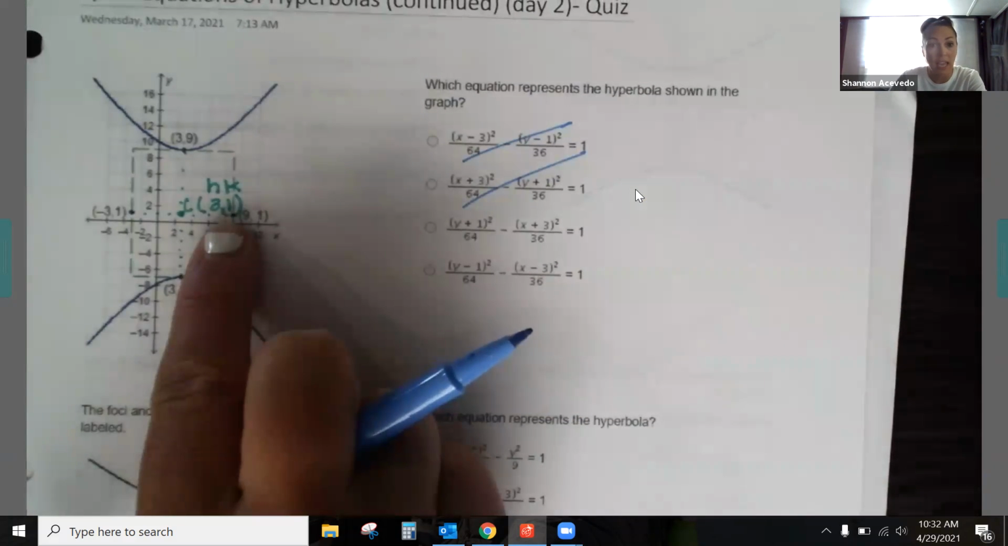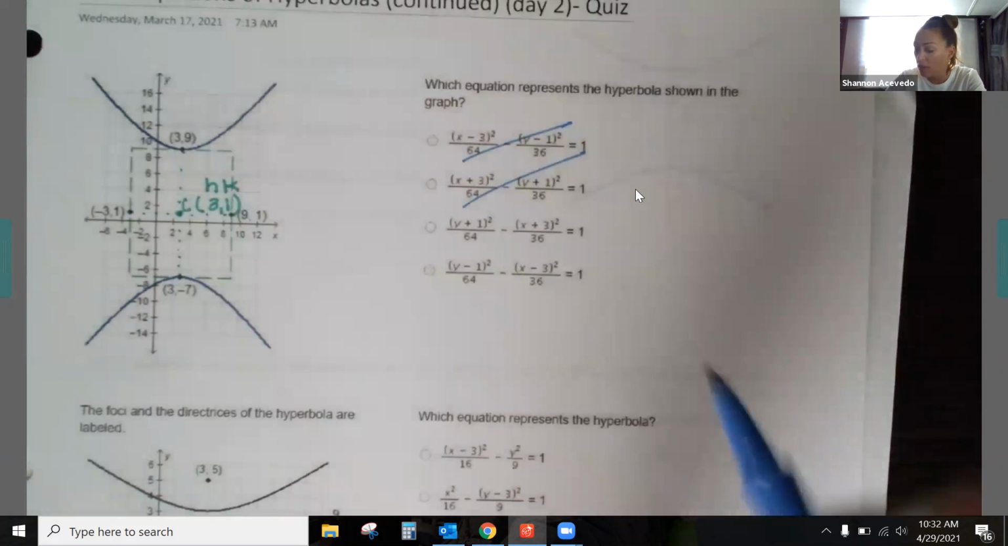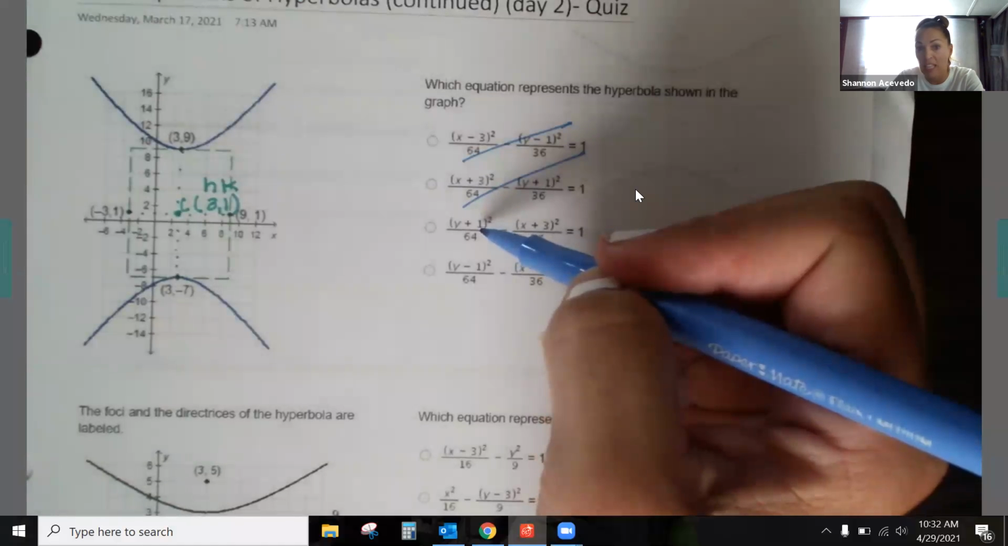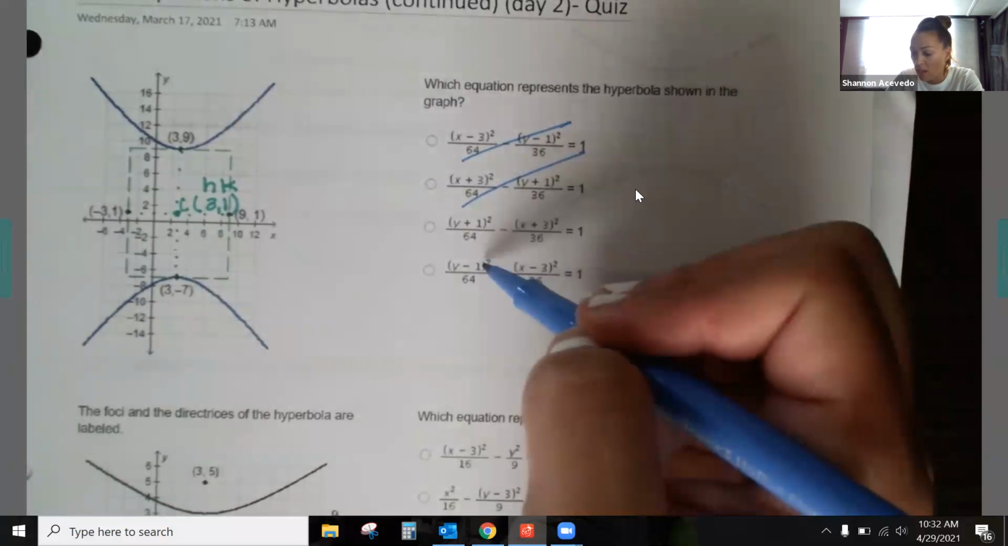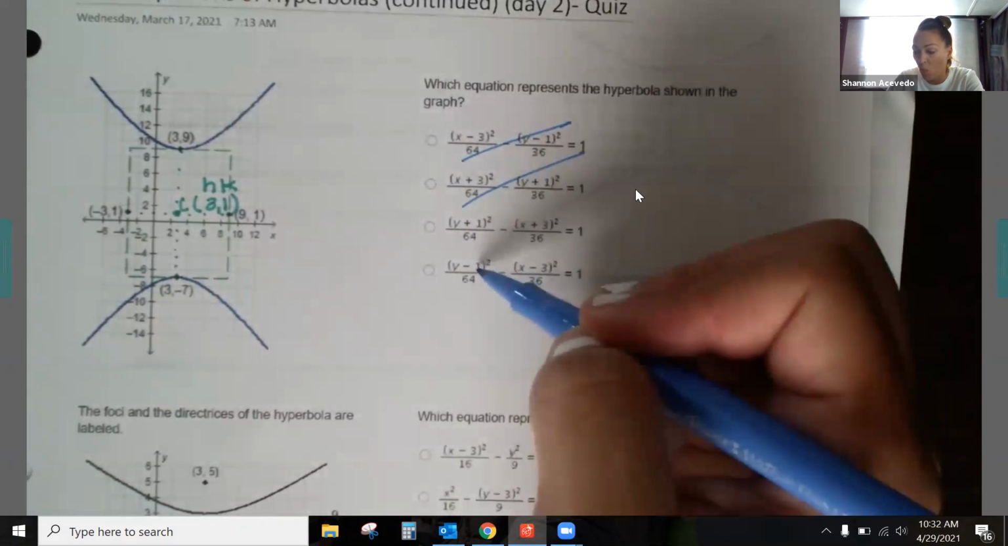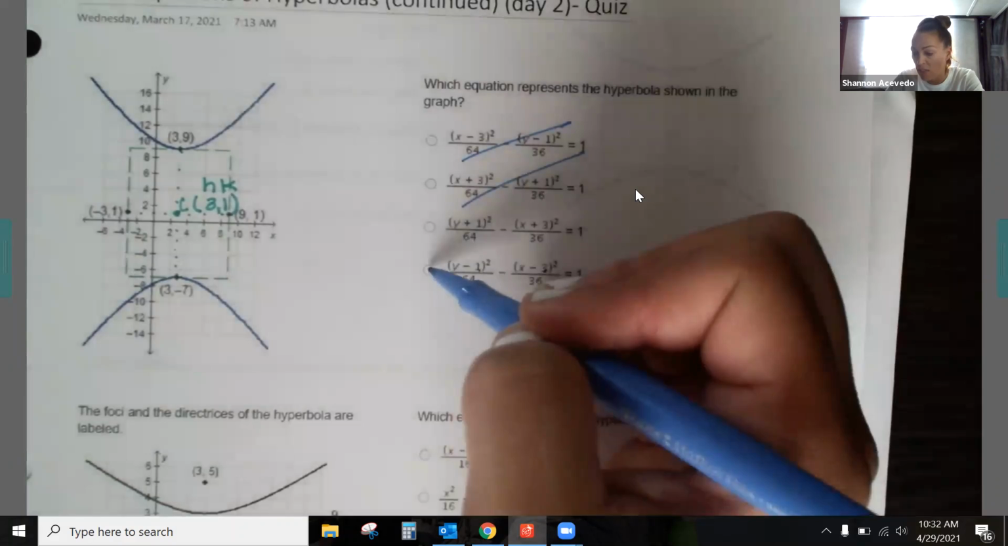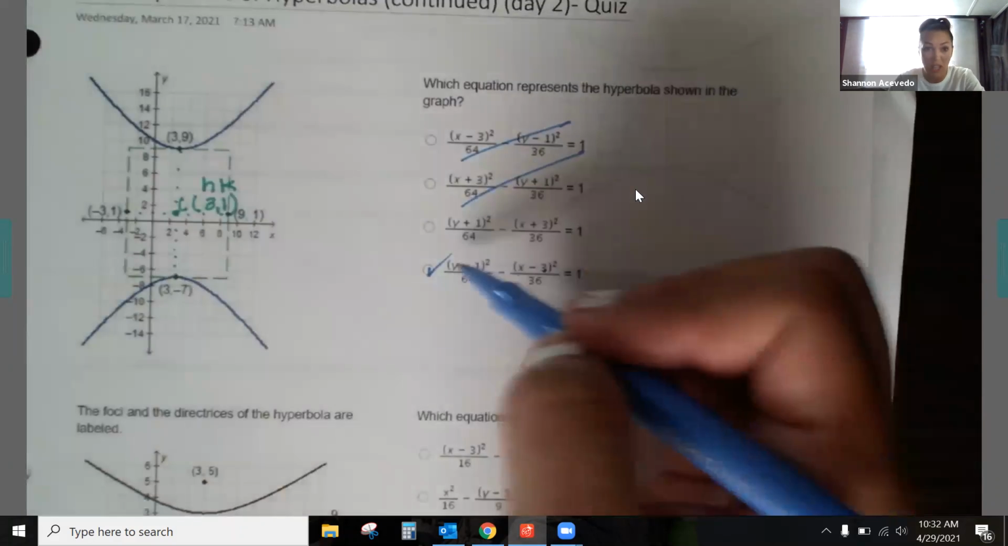that my K value is 1. Here, this is saying that my K is a negative 1. Here it's a positive 1. So I know right away my H, K is 1 and 3. And that's exactly what I have, and that's the only option that matches that.